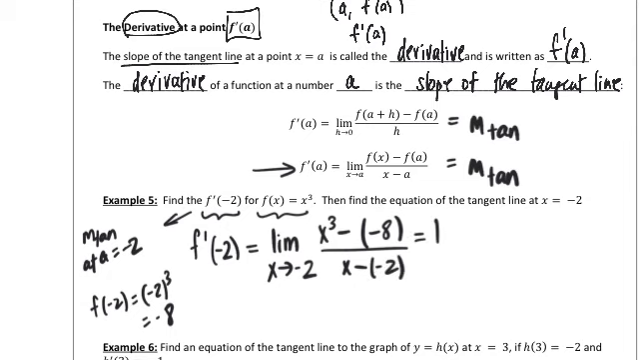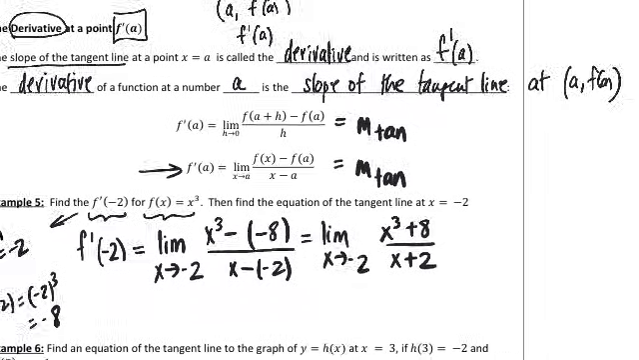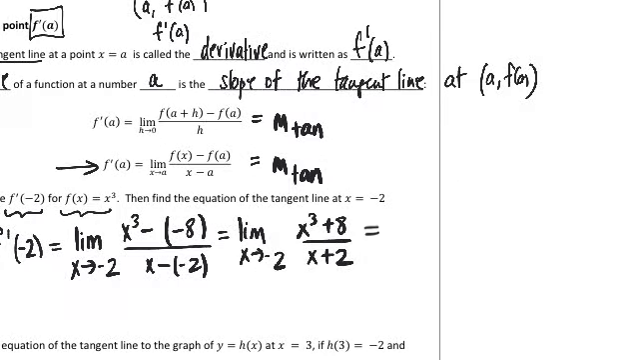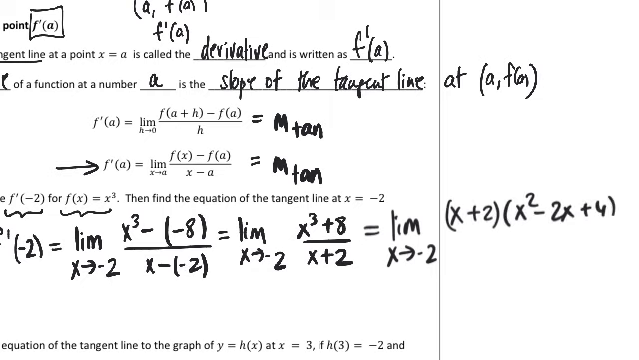Okay, be careful with your signs. So we're going to get x cubed plus 8 over x plus 2. If you put in negative 2, you get 0 over 0, but you know that that doesn't mean the limit doesn't exist. It simply means you need to do more work. So we're going to just factor the top and the bottom and cancel the offending factor. Offending because that's the factor that's making the top and the bottom 0.